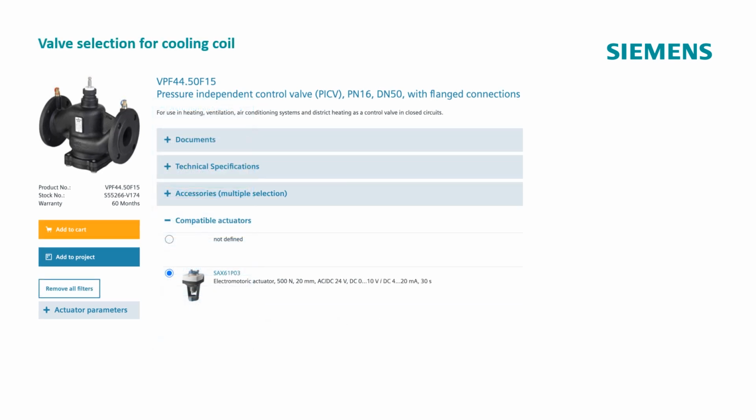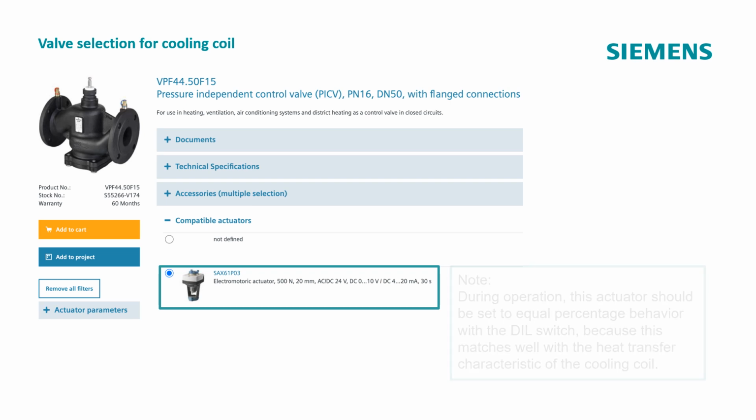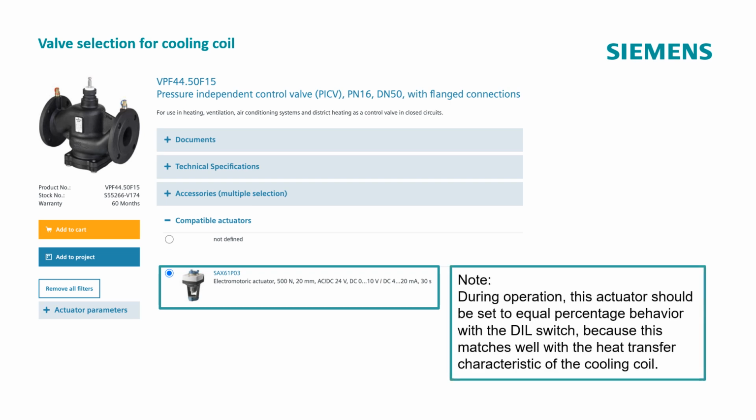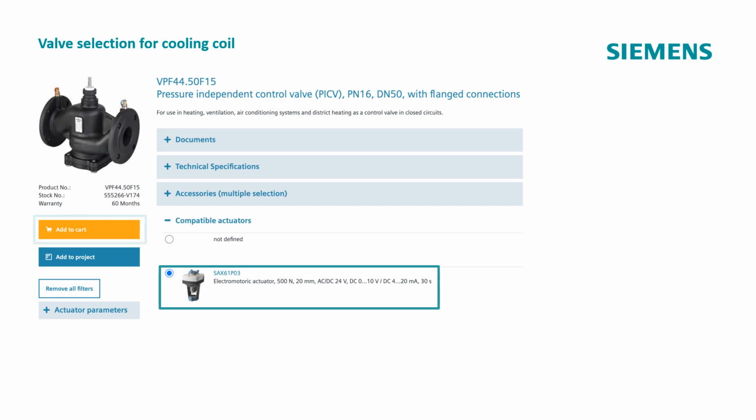As a result, only one actuator, SAX61P03 remains, and the valve and actuator selection is completed. Note that, during operation, this actuator should be set to equal percentage behavior with the DIL switch because this matches well with the heat transfer characteristic of the cooling coil. This selection can now be added to the cart. Or, if there are many valves to be selected, this selection can be added to a project.